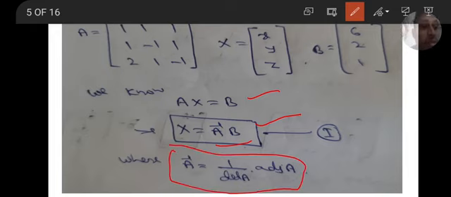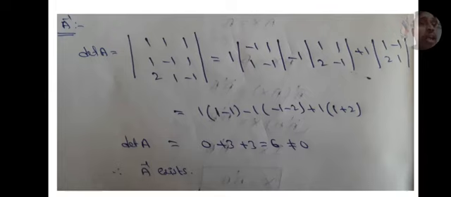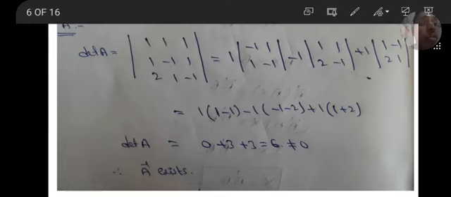First of all we have to find A inverse. To find A inverse we have to find the determinant of A and the adjoint of A. What is the determinant of A? I am calculating here the determinant of A, equal to the determinant of 1 1 1, 1 minus 1 1, 2 1 minus 1.